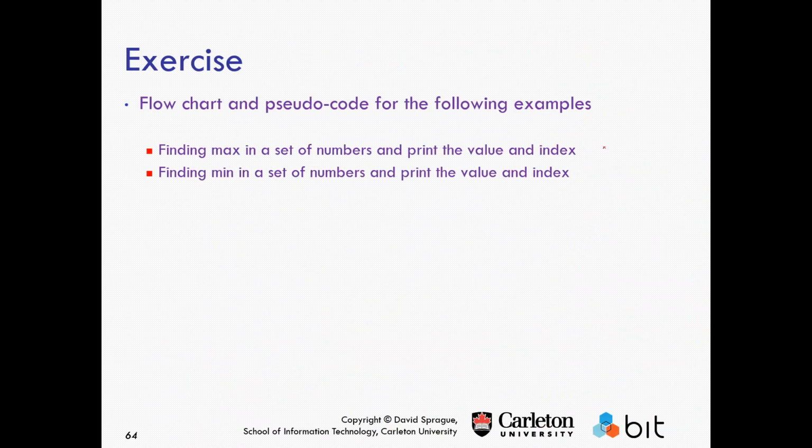All right, so I had a bunch of other things in here. So try and do a flowchart to find the max in a set of numbers and print the value and the index for that number. And you can also try and find the minimum of a set of numbers and print the value and the index for that number. That would be some really good practice for how to use a flowchart, and something that you can build on for the assignments.